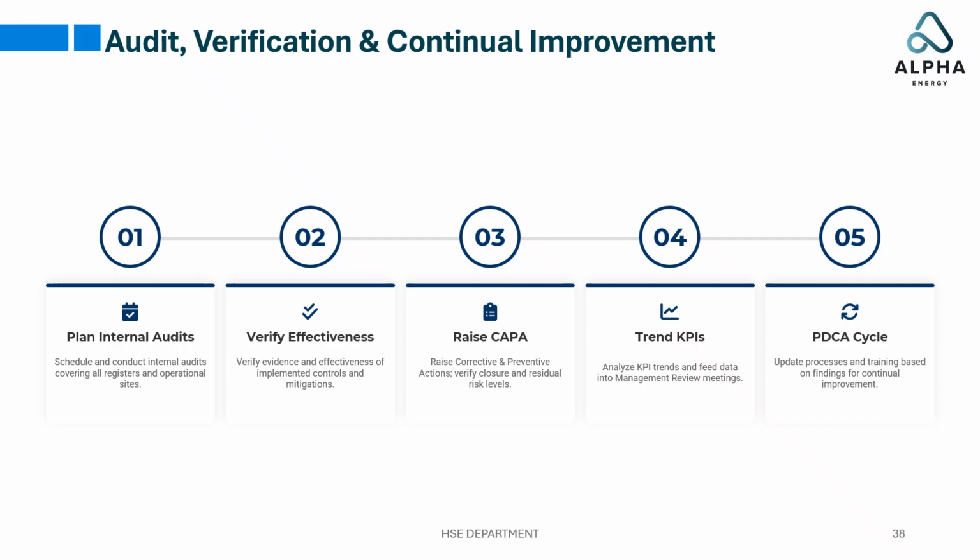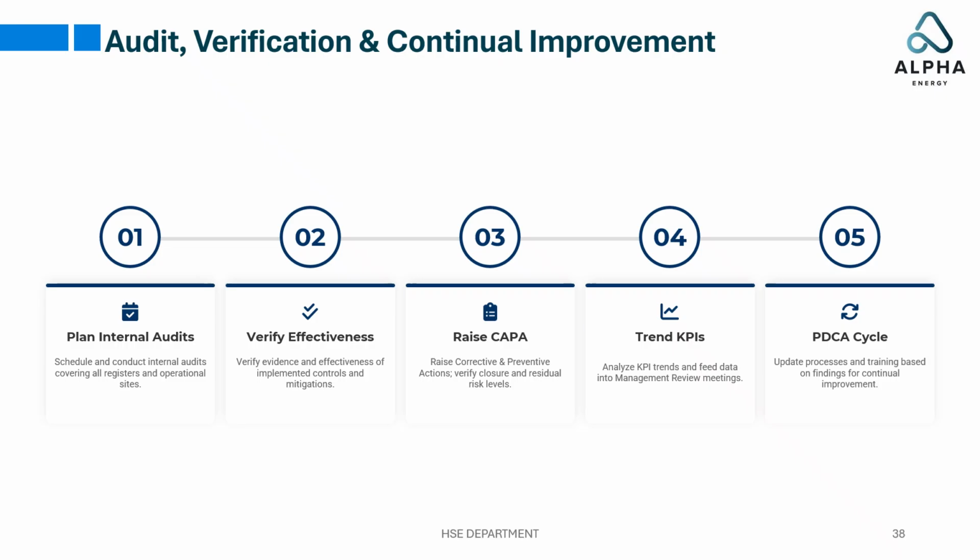The process begins with planning internal audits, where scheduled audits are conducted across operational sites and departments to review the implementation of all 4 registers: risk and opportunity, environmental aspects, legal requirements, and compliance evaluation. These audits ensure that procedures, controls, and records are properly maintained.